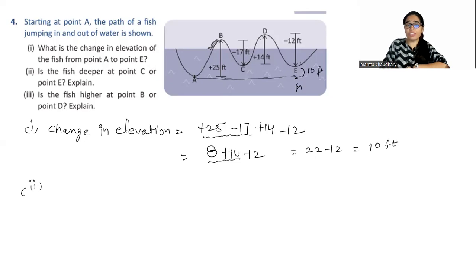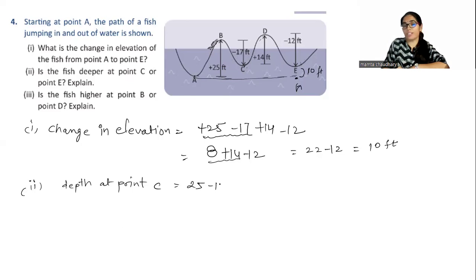Is the fish deeper at point C or point E? So depth at point C. If we see depth at point C, how will we find it? So elevation at point C. Elevation at point C will be plus 25 minus 17.